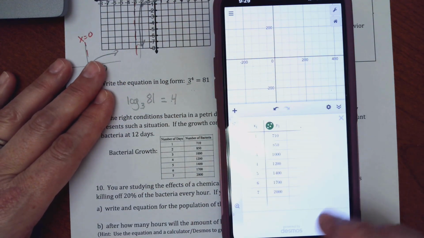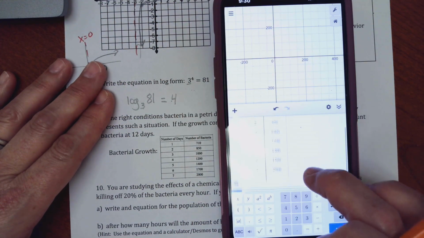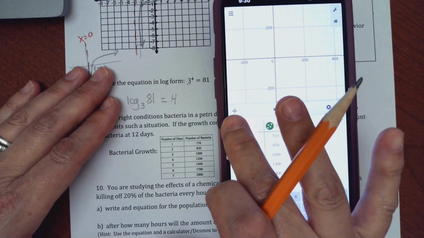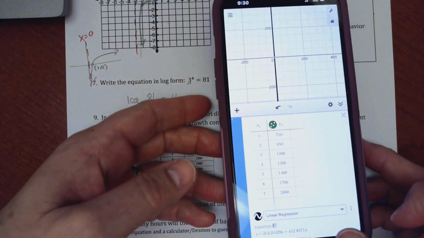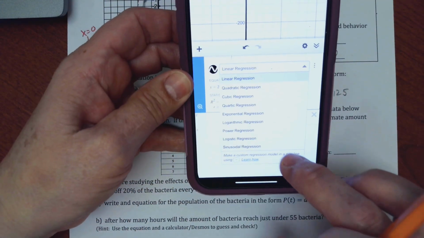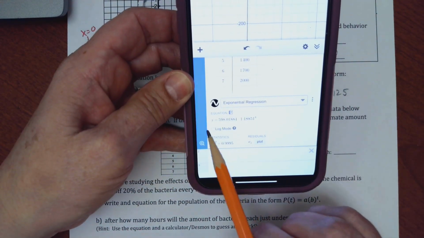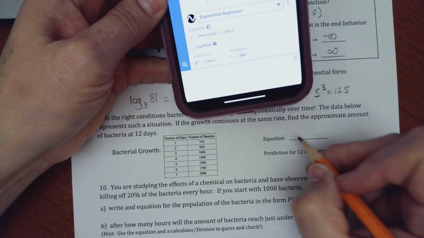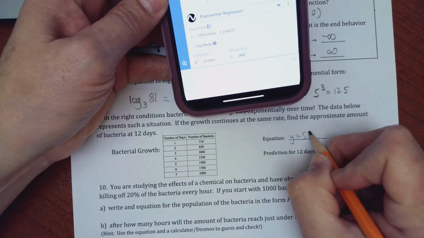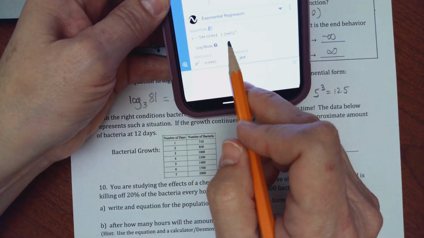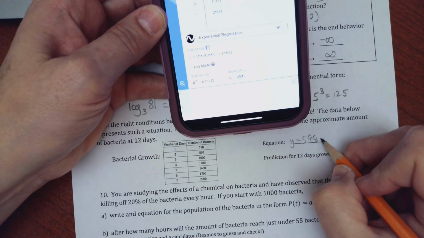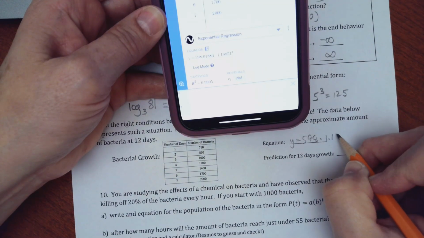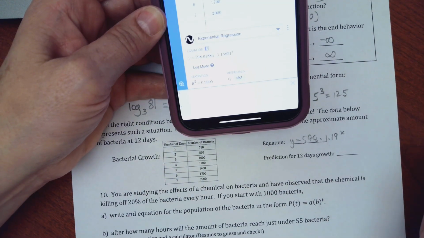And to make Desmos do a calculation for me, to do an equation, a model, press these little buttons up here, and then I get my choices. So I'm going to go ahead and choose exponential regression, and there it is right there. So I got y equals 598 times 1.19 to the x, right?